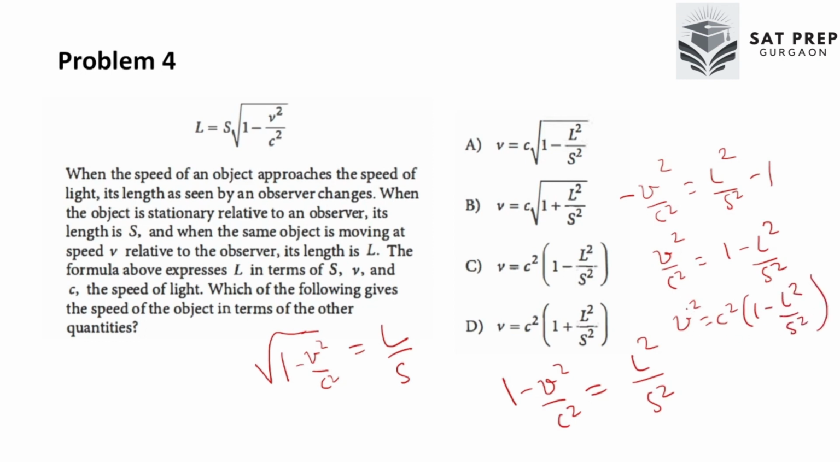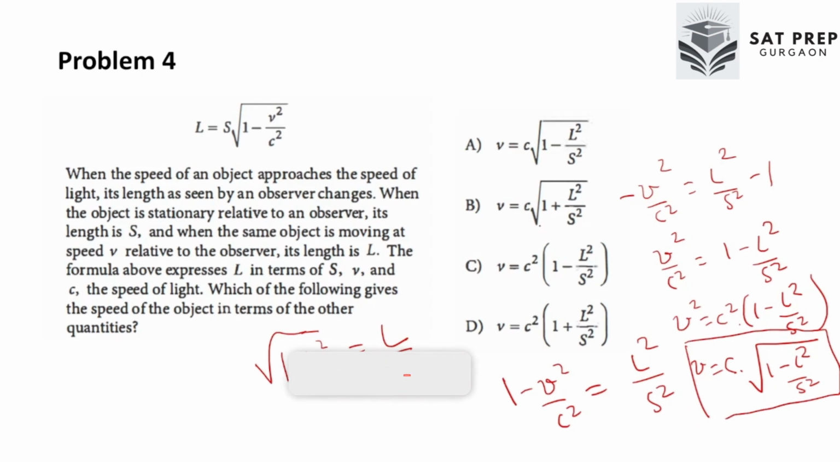Now we have V square but not V, so we need to take a square root on both sides. So square root of V square would take us to V. What's left here is C square, because we are multiplying two expressions. So when we take a square root, we can take a square root of this multiplied by square root of this. So square root of C square is nothing but C, and square root of this whole expression is 1 minus L square by S square, square root of this. Right, so this is what we are looking for. Let's see if any of the options are the same. So V equals C times under root of 1 minus L square by S square. So A itself is the right answer.